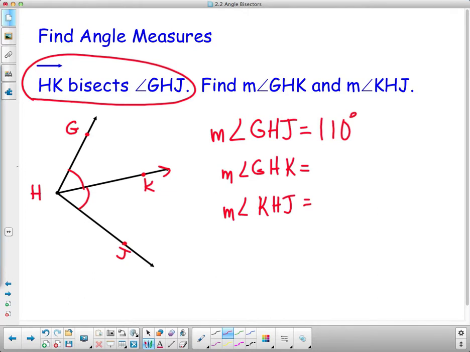Yes, that's what the directions say. Each half is the same. You don't have everything marked in the picture that I have marked. Oh. So you want those two angles to be the same. Yeah. Together it has to make 110.